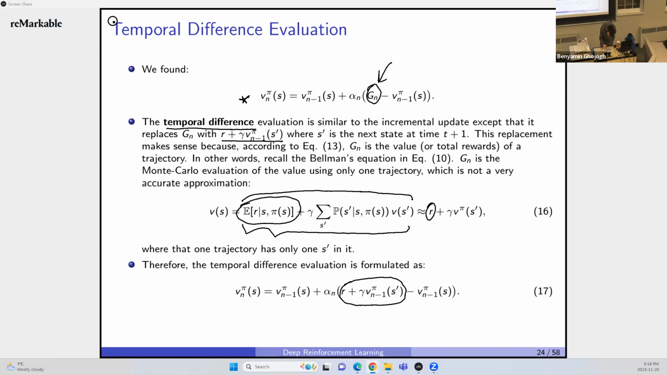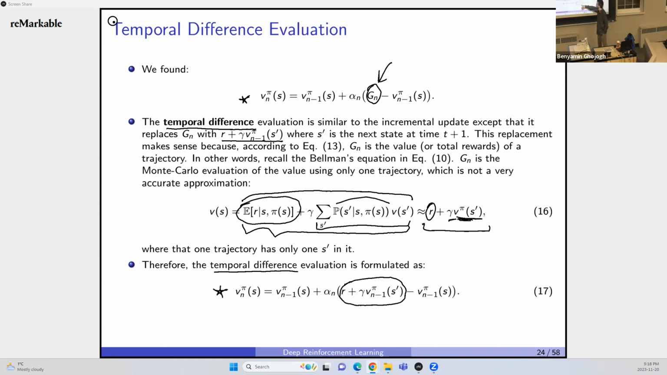And what is this here? When you have one sample, you only have one next state. So the summation goes away, and you will definitely go to the next state. So this will be 1, and you will have V_pi(S prime) with gamma behind it. So basically, they are replacing this with this Bellman equation, but approximated with one sample. Okay. This is called temporal difference evaluation.